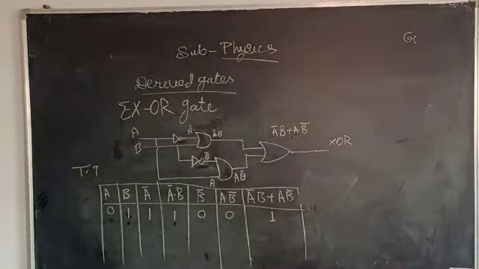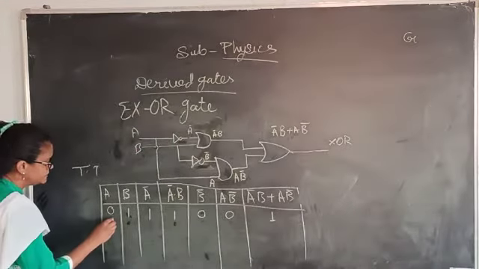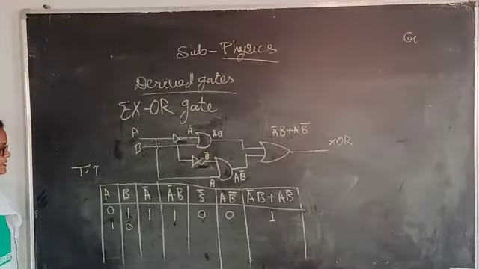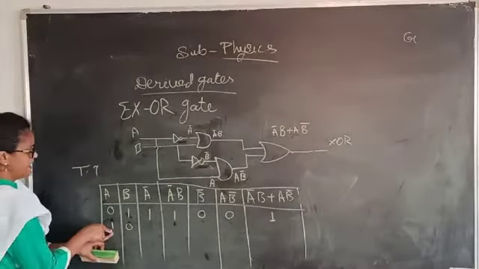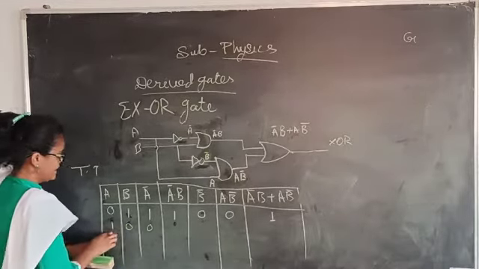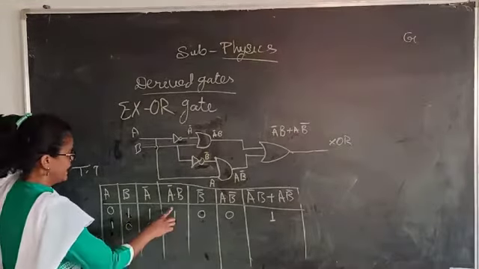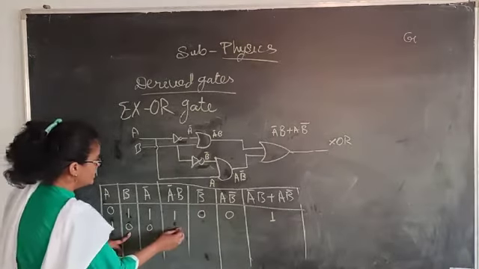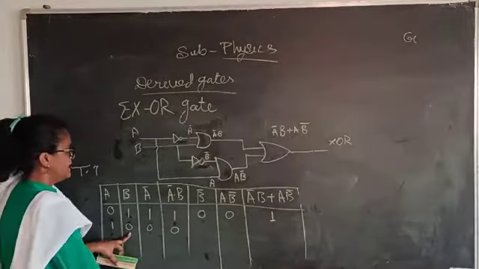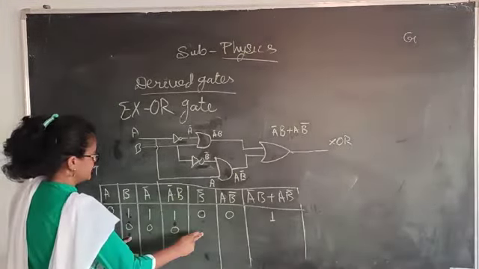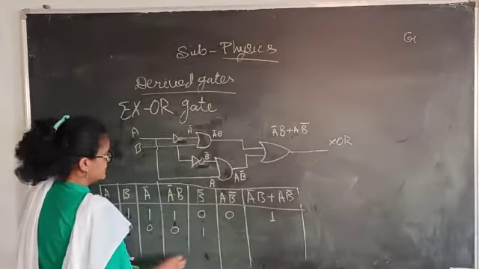I hope you got it. Now come to the another input. If A is 1 and B is 0, let's see. If A is 1, negation of A is 0. Now A bar is 0 and B is 0. Both are 0, means this is 0. Here B is 0, B bar, that is negation of B, is 1.